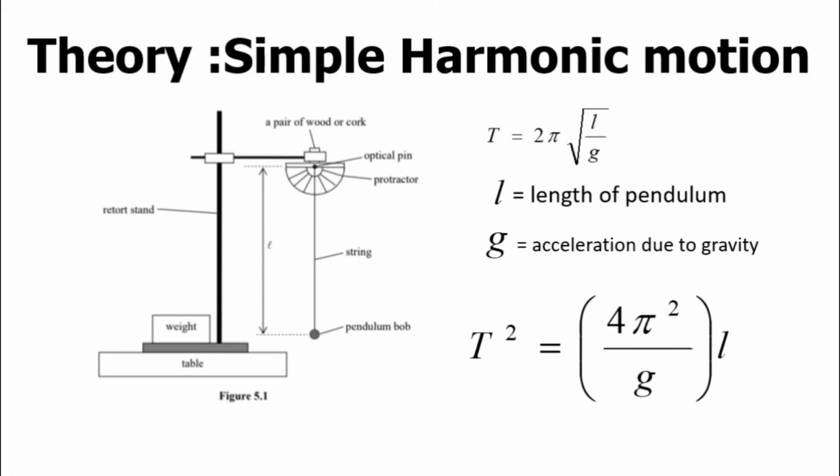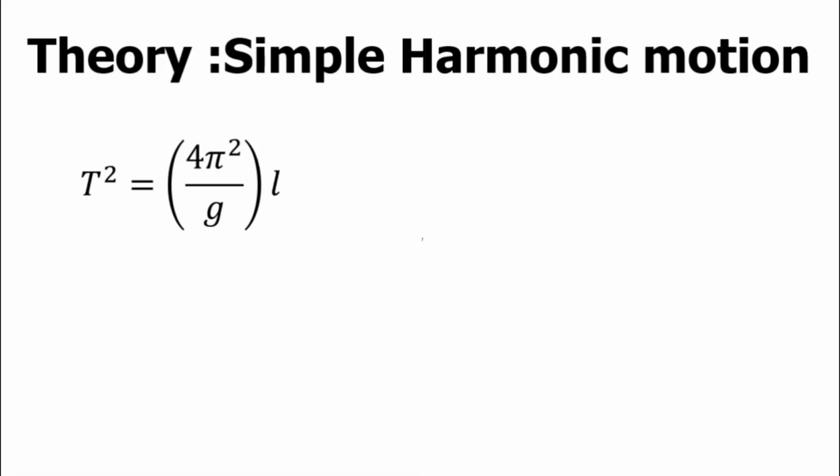Period of pendulum can be calculated by using the equation T equals 2 pi square root L over g. When we square both sides of the equation, we get T squared equals 4 pi squared over g times L. To see how the manipulative variable, the length, affects the period, the responding variable, we will plot them in a graph. From the equation that we have established earlier, we can plot the period squared against the length.